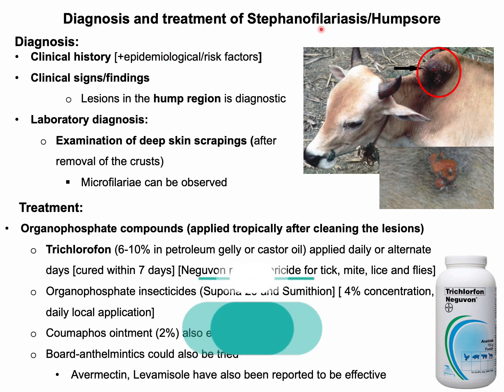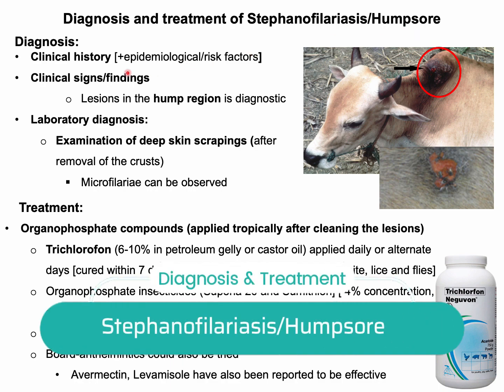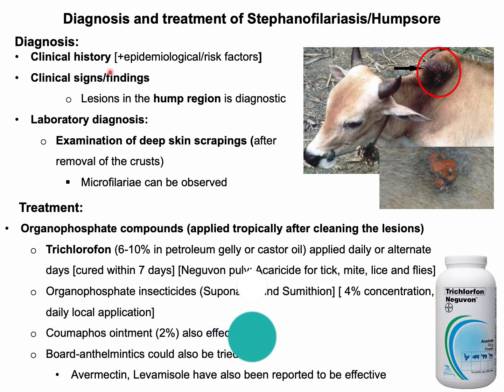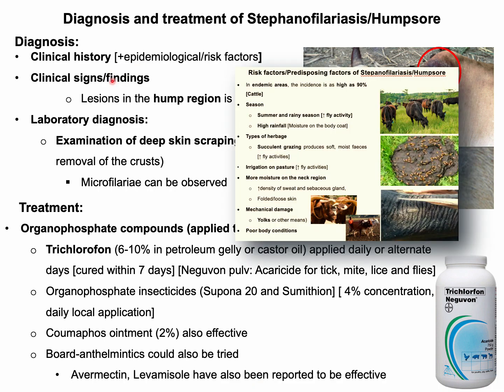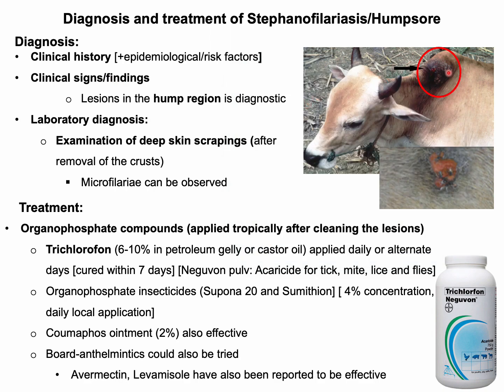Diagnosis and treatment of Stephanofilariasis or Humpsore. For the diagnosis, we have to first consider the risk factors or epidemiological factors that we have already discussed. Lesions in the hump region are diagnostic, which are exudative and hemorrhagic in nature. The center of the lesions will slough off, leaving thick dry crust in the margin. Laboratory diagnosis includes examination of deep skin scrapings, which may reveal microfilaria or larval stages.